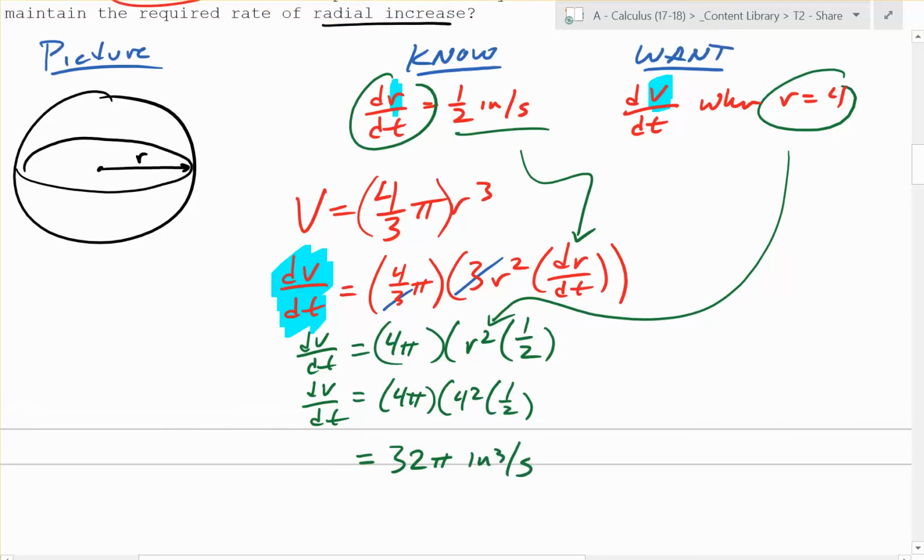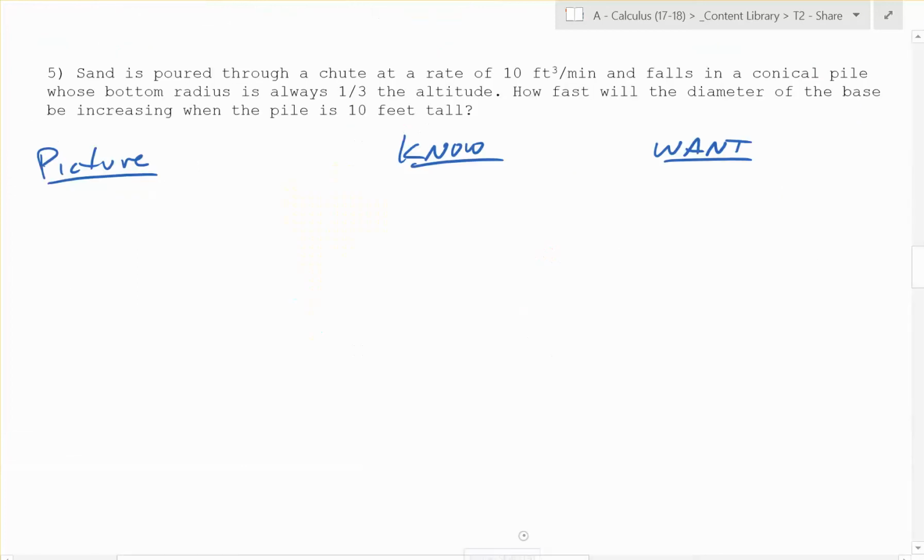So the key here was remembering, or knowing and now memorizing, that the volume of a sphere is 4/3 pi r cubed. Let's go back to cones. Sand is poured through a chute at a rate of 10 feet cubed a minute and falls in a conical pile. So the sand is coming in and it's making that pile shape.